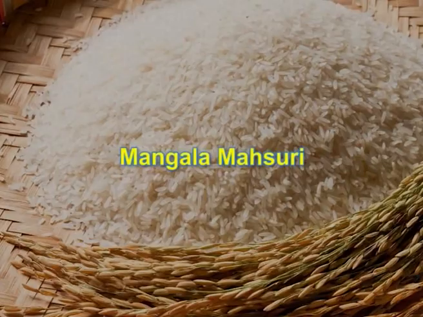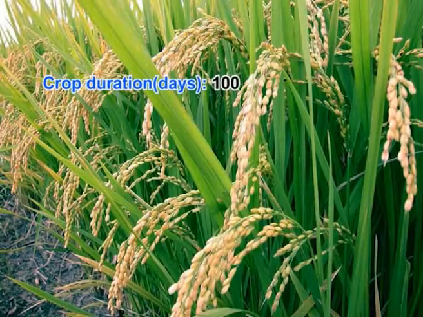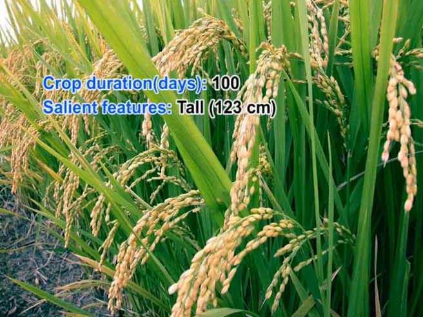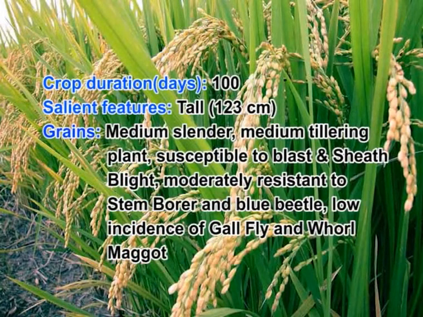Mangala Masuri, crop duration 100 days. Salient features: tall, 123 centimeter. Grains are medium slender, medium tillering plants, susceptible to blast and sheath blight, moderately resistant to stem borer and blue beetle, low incidence of gall fly and oral maggot. Yield is about 50 to 55 quintals per hectare.